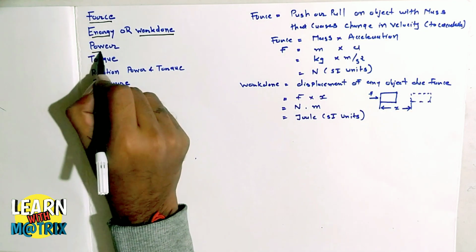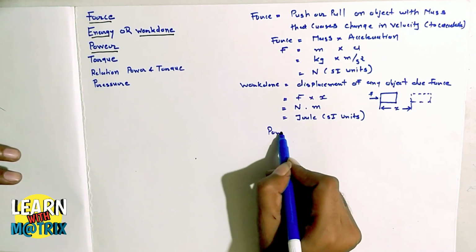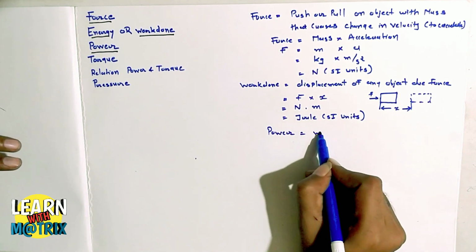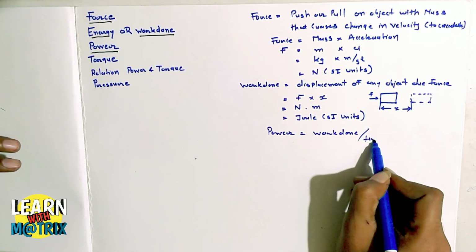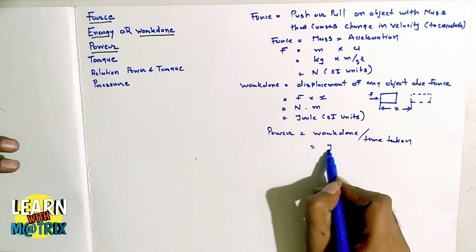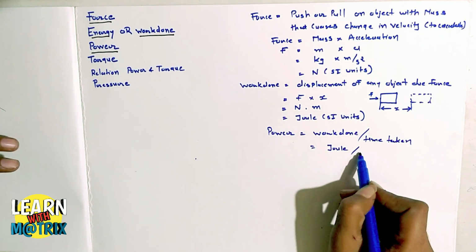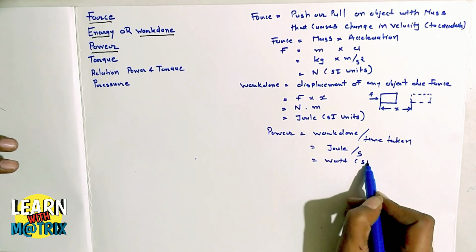Now third, power. So power is equal to work done per time taken for that work done. Work done has a unit of joule and time in second. It's also called watt in SI units.